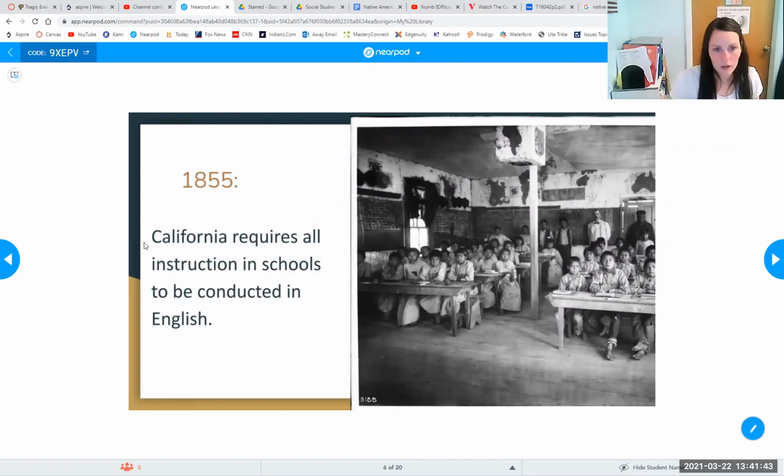So this is an example. We're skipping to 1855 now. This is an example of what happened in California, but also happened in other states as well. They started requiring all instruction in schools to be conducted in English. So any tribe that was having school in their native tongue, nope, couldn't have it in their native tongue anymore. You had to have it in English. This is mostly for the few tribes that had already started having their own schools. But this wasn't directed just toward Native Americans. This was directed towards all minorities, but affected Native Americans as well. And other states soon followed with that same law.